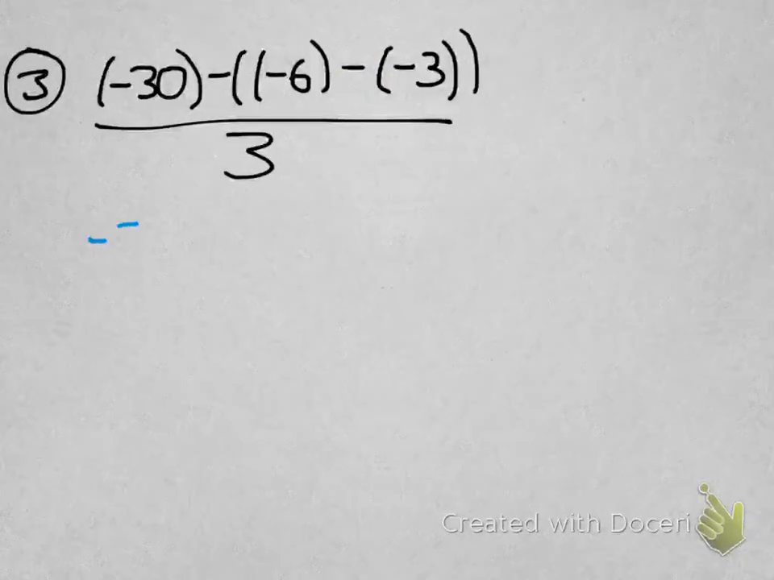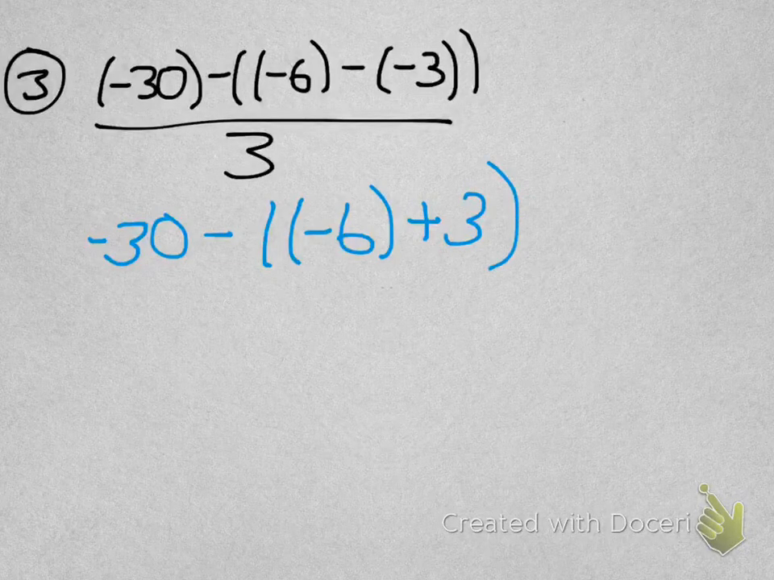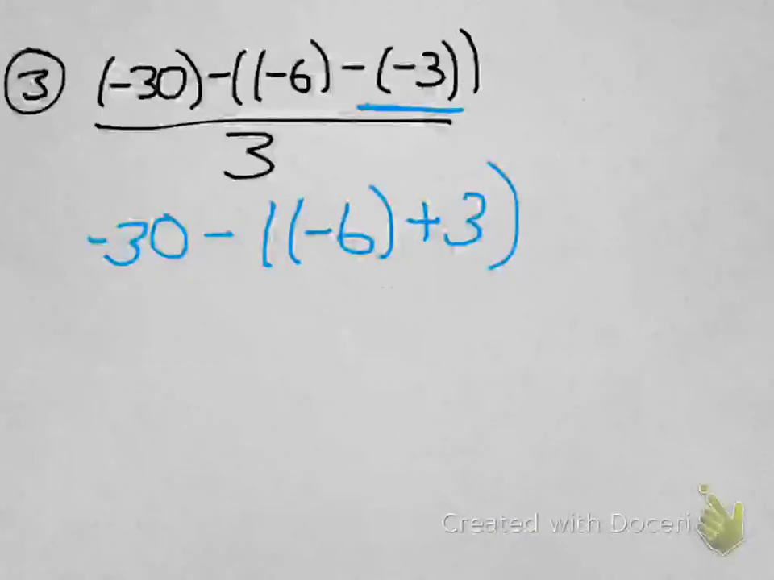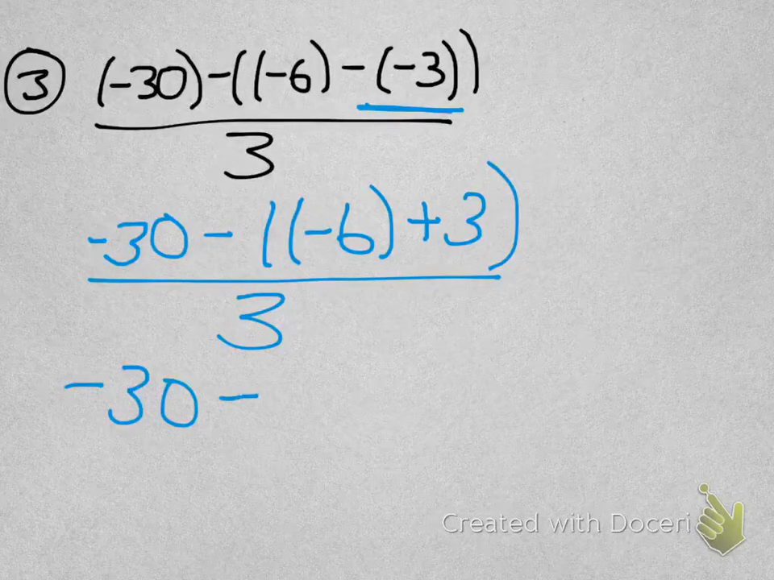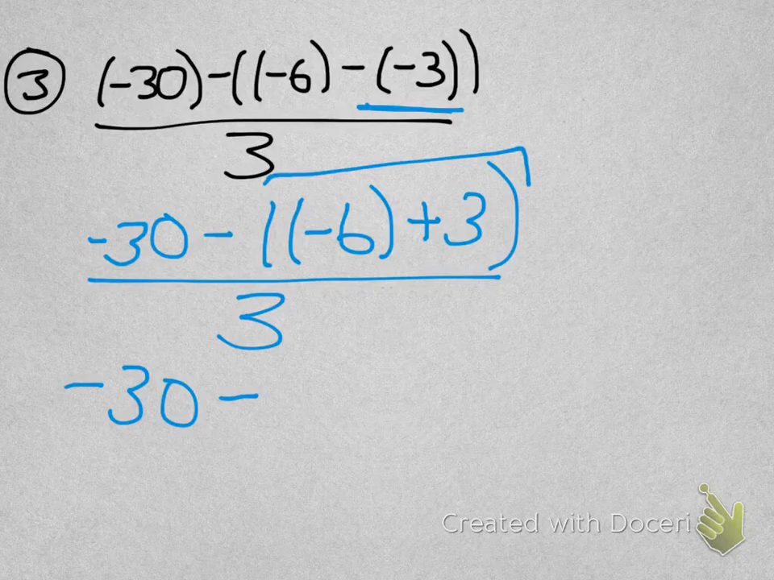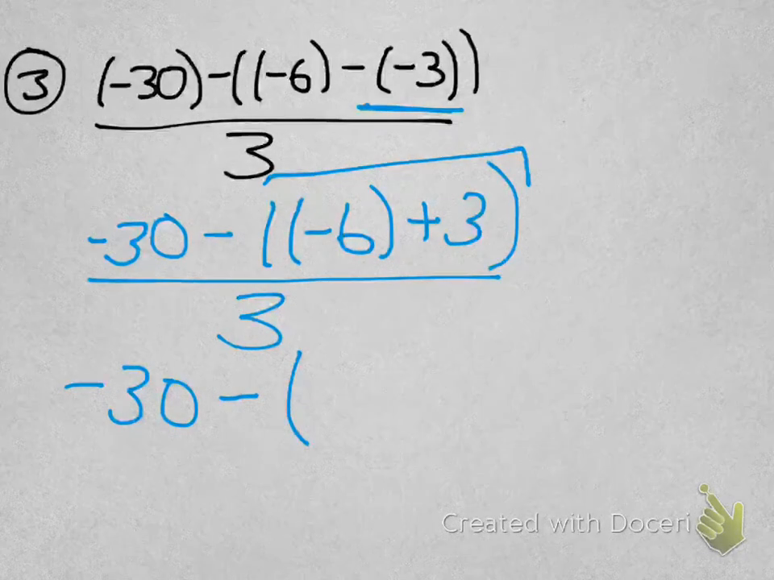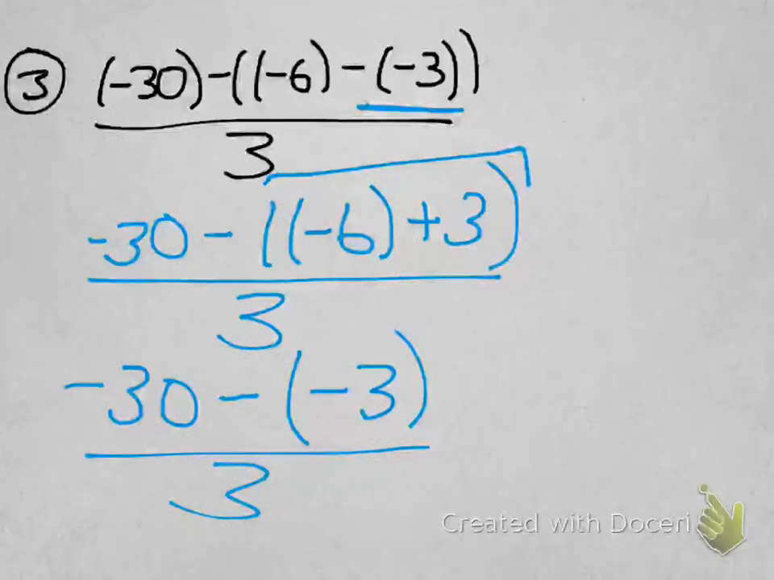So we've got negative 30 minus parentheses negative 6 plus 3. Close that parentheses. Now we lose these parentheses that are there because this minus and this minus become a plus 3. And then we want to make sure we rewrite the problem again, so we get a divide 3. Then we have a negative 30 minus, now we want to do what's inside of these parentheses right here, which is negative 6 plus 3. So negative 6 plus 3 is going to be a negative 3. We divide that again by 3.